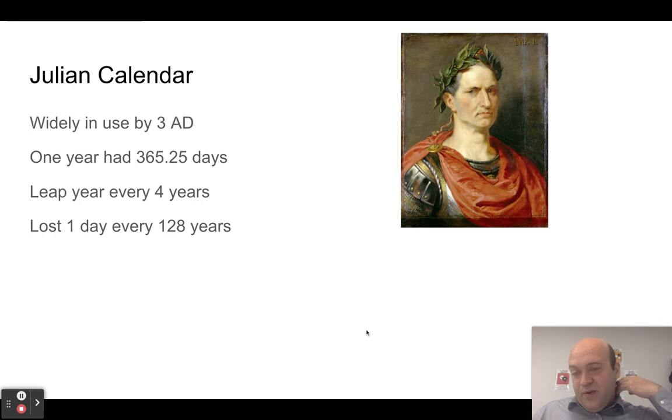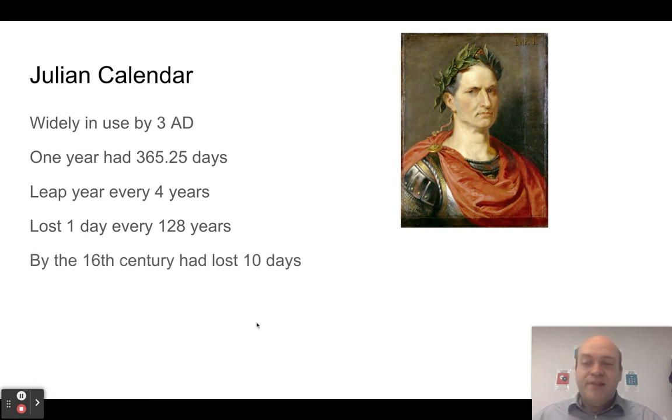Okay, so say for example, Easter would be celebrated one day earlier, one day closer to winter every 128 years, which doesn't sound like much, but over time, again, this was introduced in 3 AD, so by the 16th century, the calendar had lost 10 days. Okay, and they just wanted to do something about that so that eventually you didn't want to be celebrating Easter in wintertime and then Christmas in the fall.